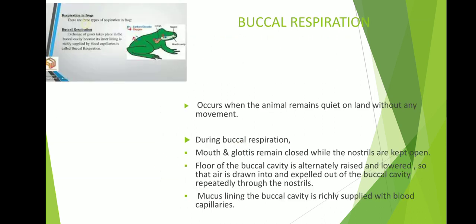The next is buccal respiration. Buccal respiration means the respiration occurs through the lining of the buccopharyngeal cavity. In buccal respiration, that occurs when the animal remains quiet on land without any movement. When the frog is simply resting on the land, they are following this buccal respiration.